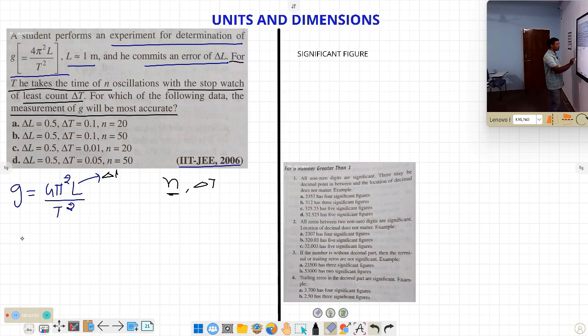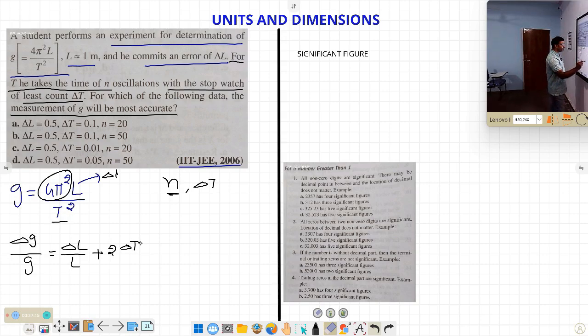So in this case, what I am writing is delta g by g is equal to, 4 pi square is a constant, not having any dimensions, so I can write delta L by L plus, this is T square, T square is 2 times delta t by t. This is for one oscillation, right? But it is performing N number of oscillations. So for each oscillation, that is delta t by t into n. N is the number of oscillations, which is also the reciprocal of the time period.